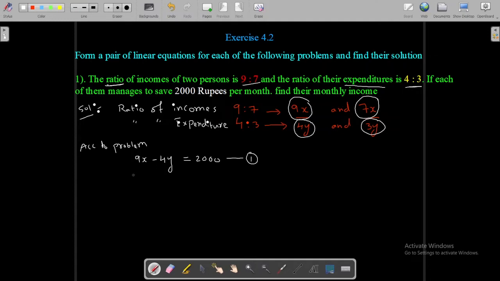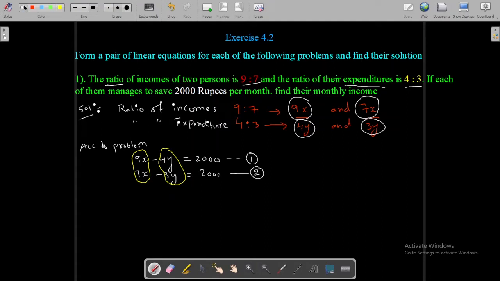And we go for the next one: 7x minus 3y is equal to 2000. So this is our second equation. Okay, is it clear? Now what you have to do is make the terms 9x and 7x equal, or 4y and 3y equal. To make the equations comparable, you have to make one of the x values or y values equal.